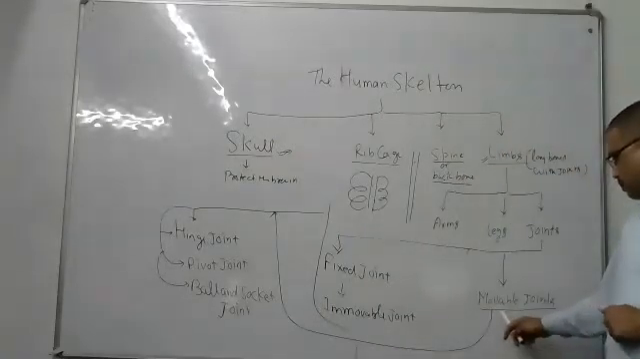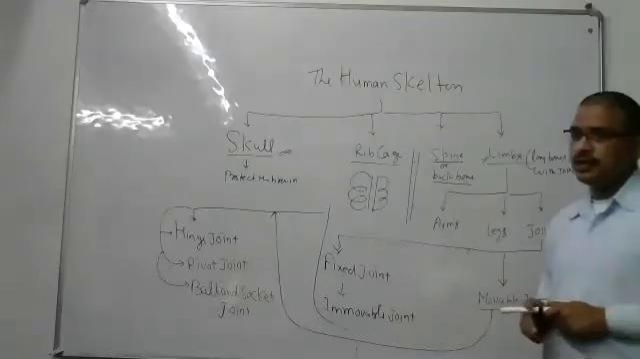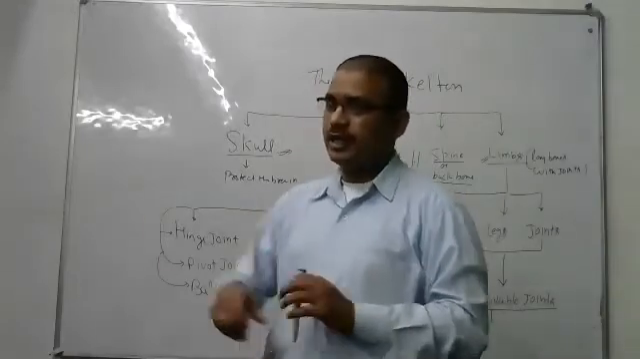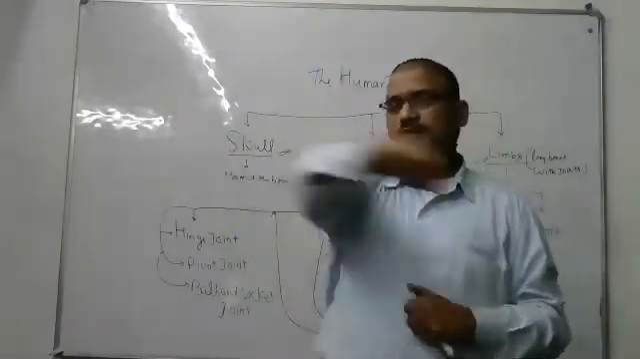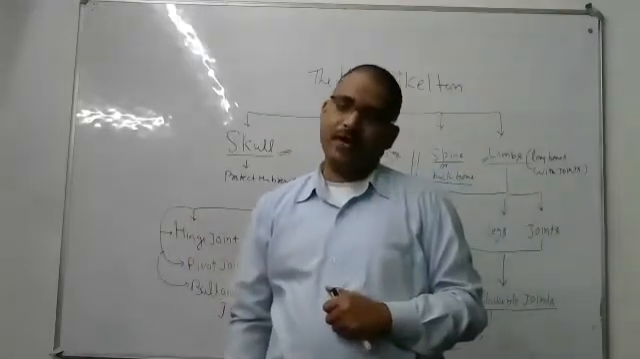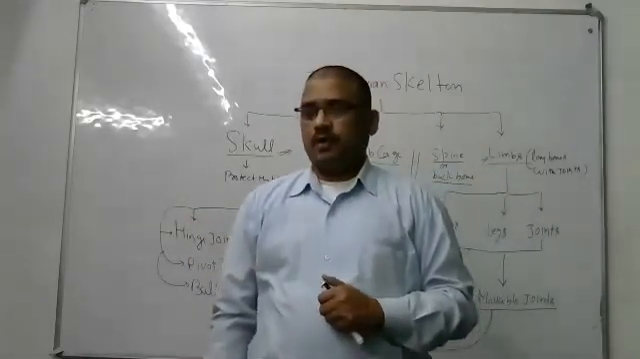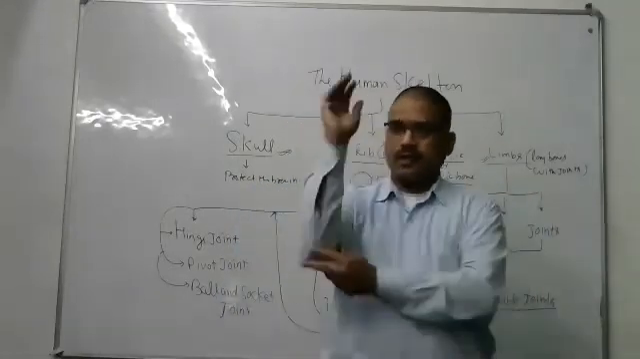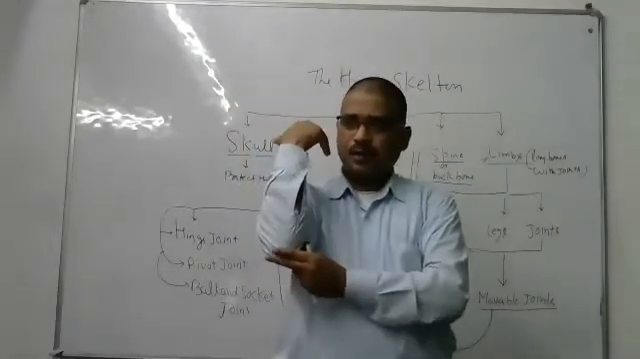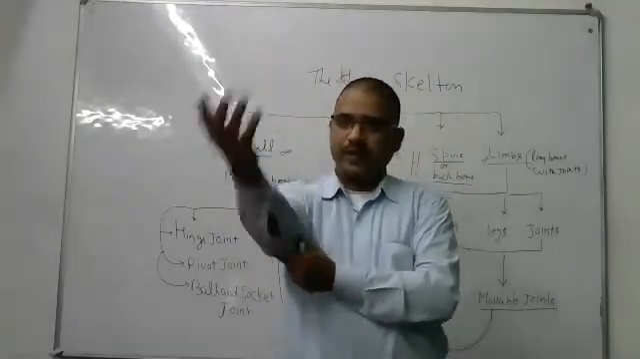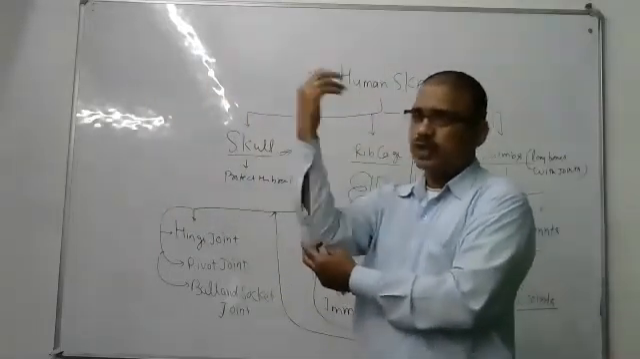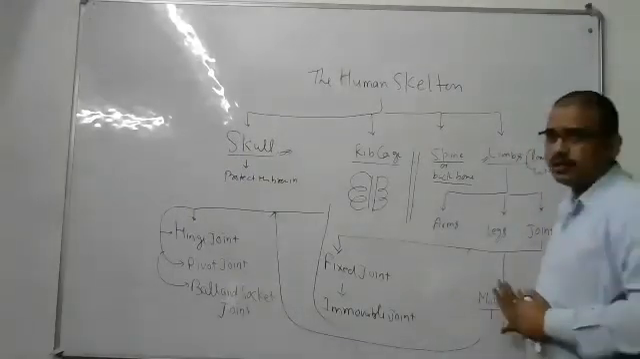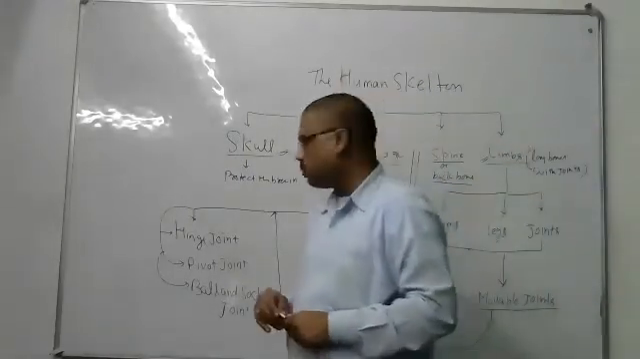Now there are movable joints, by which the position is changed. For example, the shoulders can move here and there, left and right. The neck can also move left, right, back and forward. This hand can also move forward and backward. This kind of motion takes place, and that's why this kind of joint is called a movable joint.